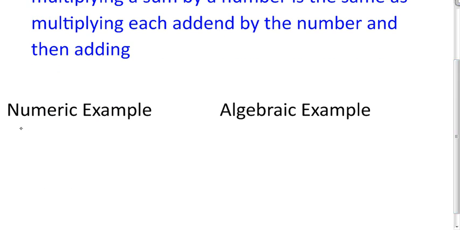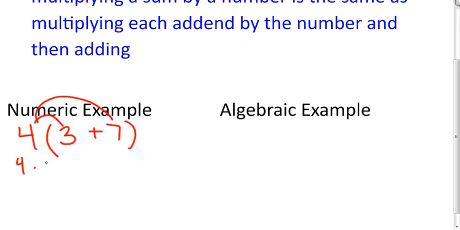Numerically, this would mean something like if I had 4 times, here in parentheses, 3 plus 7. What I could do is multiply 4 times 3 and 4 times 7 first. This is sort of how I think of the distributive property. I'm distributing the 4 to each of the terms in the parentheses. So 4 times 3 is 12, and 4 times 7 is 28, and 12 plus 28 is 40.